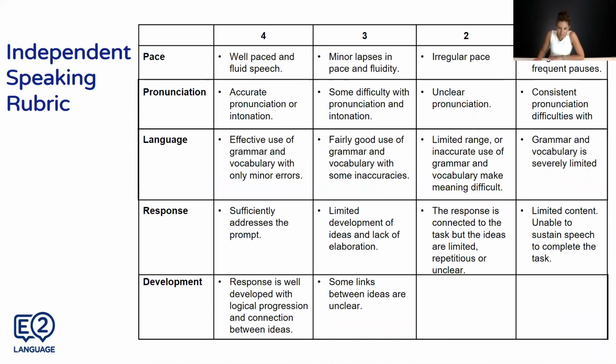The independent speaking is out of 4. Everybody, of course, wants to get a 4. So how do we get a 4? Well, we need to speak with a fluid pace. Pace means how quickly or how slowly you speak, and how many stops and starts and pauses and ums and ahs you have. The more you speak fluently with fewer stops and starts, the higher score you're going to get in terms of pace.